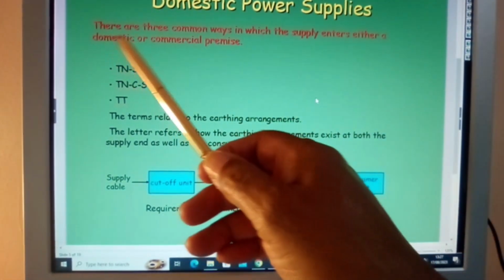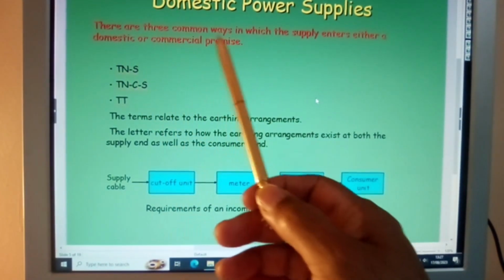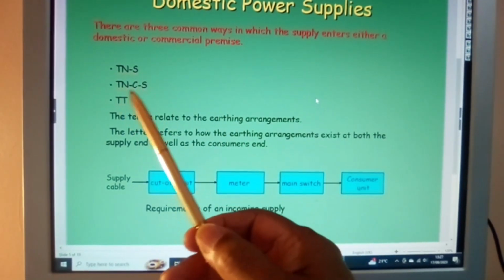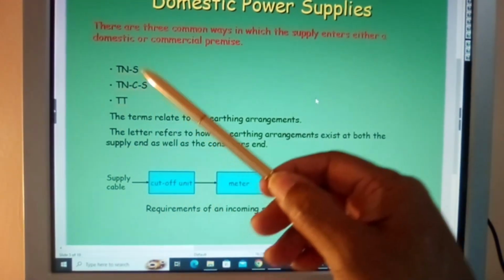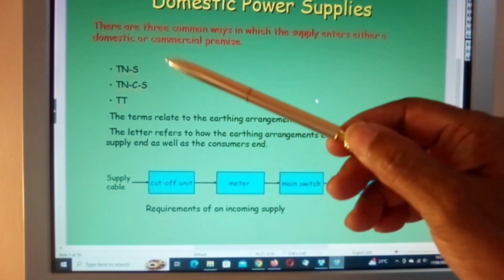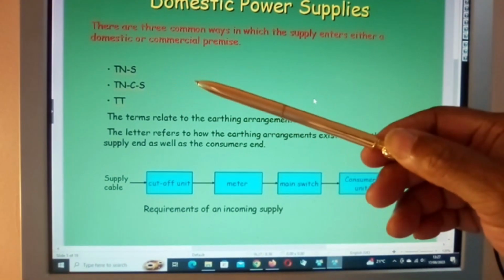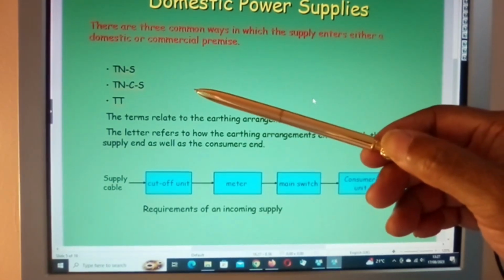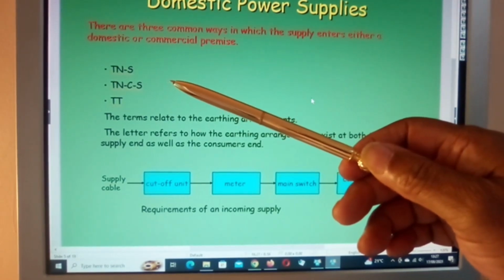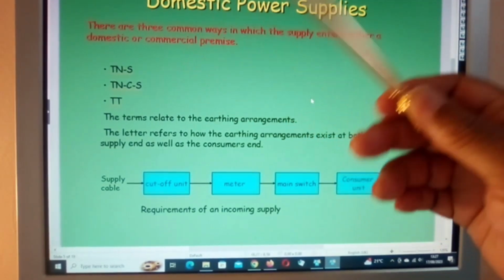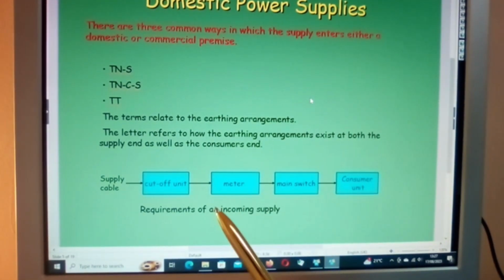Domestic power supplies. There are three common ways in which the supply enters either a domestic or commercial premises: TN-S systems, TN-C-S systems, or TT systems. Now be aware of any changes in regard to these types of systems in the modern day 18th edition of the IEE regulations or the 19th edition. So make sure you are familiar with the standards and the supply arrangements. It is in your interest and your responsibility to do that. No one else's.